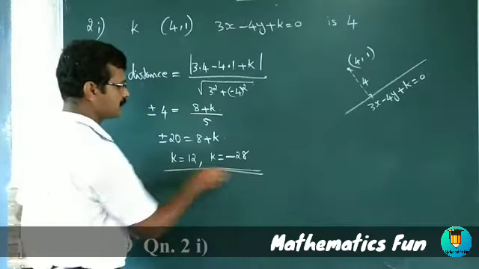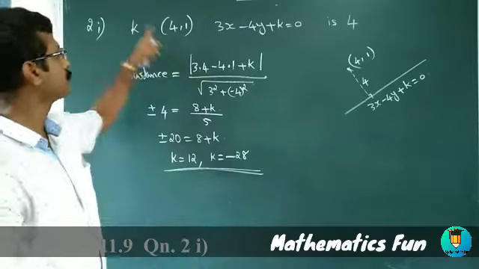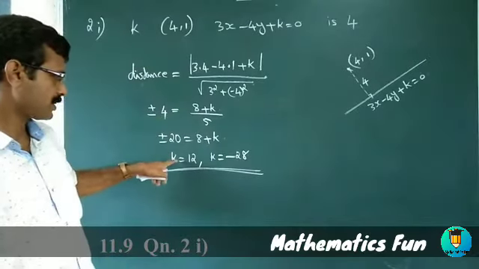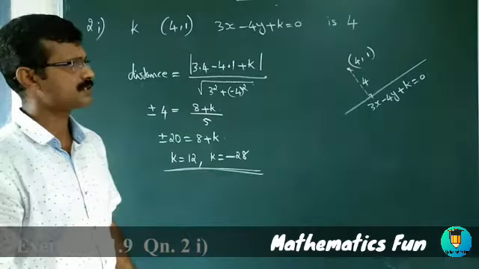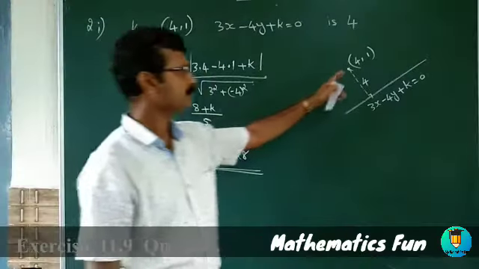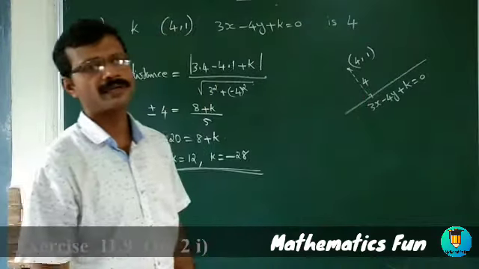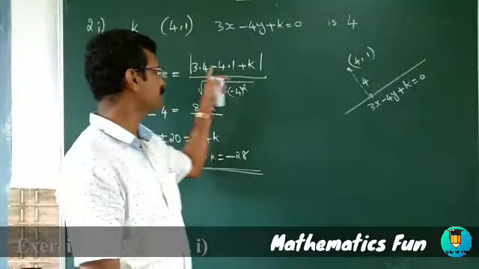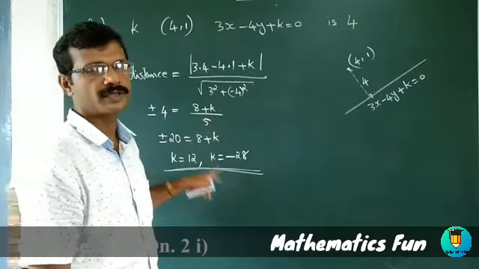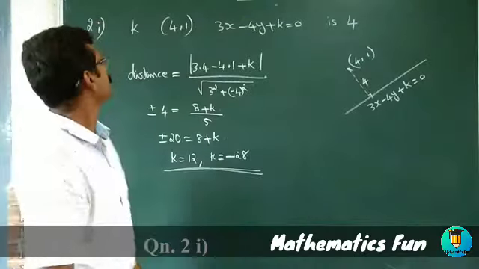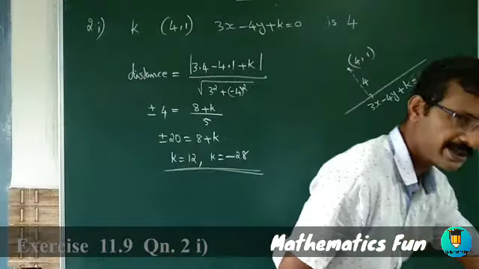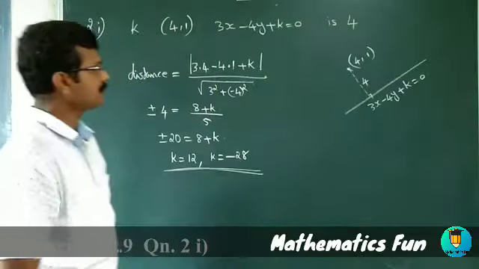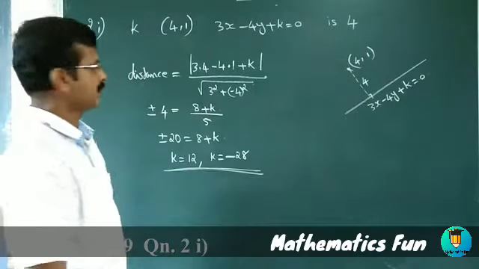So there are two values of k, that is why they ask to find the values of k. We are getting k is 12 or k is equal to minus 28. This is a direct question to use the perpendicular distance formula. That formula applied directly, we get the values of k. So this is question number 2, first part. Go through the solution again and again.